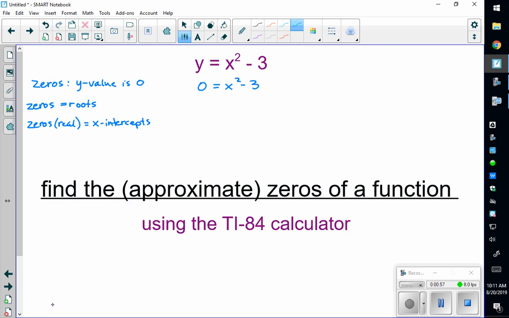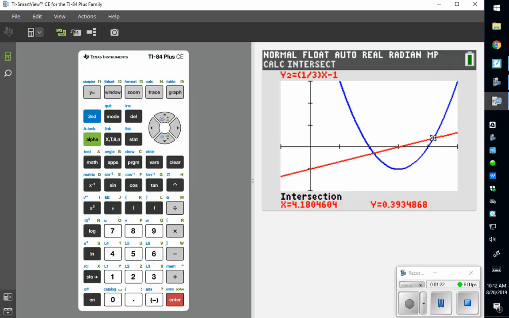Okay, if we were solving this algebraically and looking for the zeros, here we have put 0 in for y, and let's solve for x. We could add 3 to both sides. We could square root both sides. We get plus or minus square root 3. Those are irrational, and your calculator is only going to be able to approximate them. But there are times when that is fine. We don't always need exact values. Approximate values are appropriate at certain times. So let's go ahead and grab the calculator.